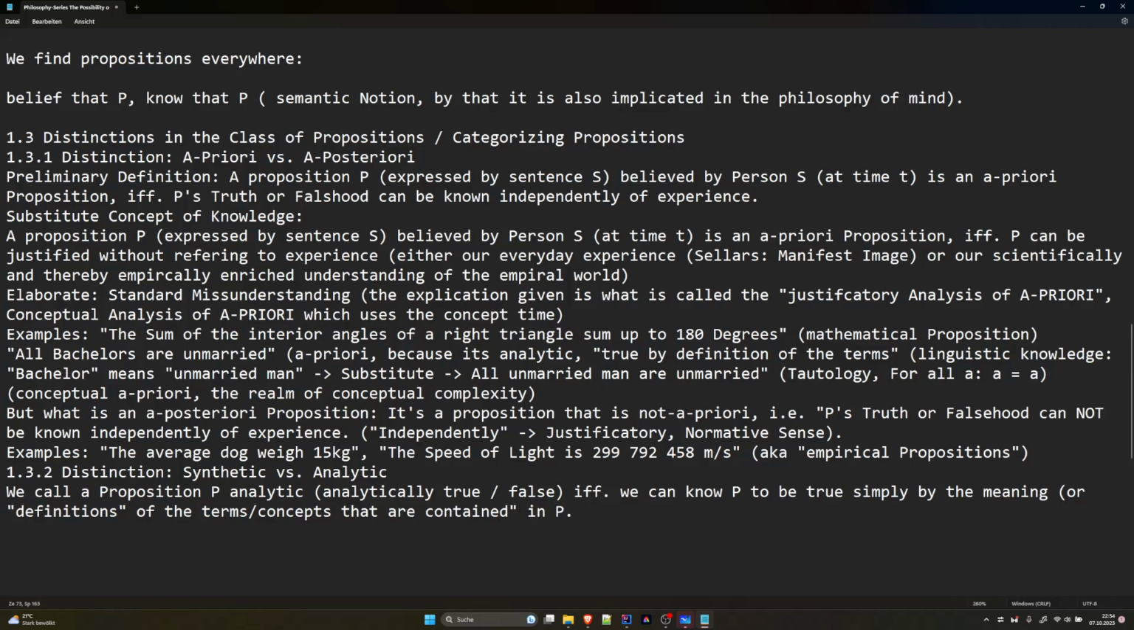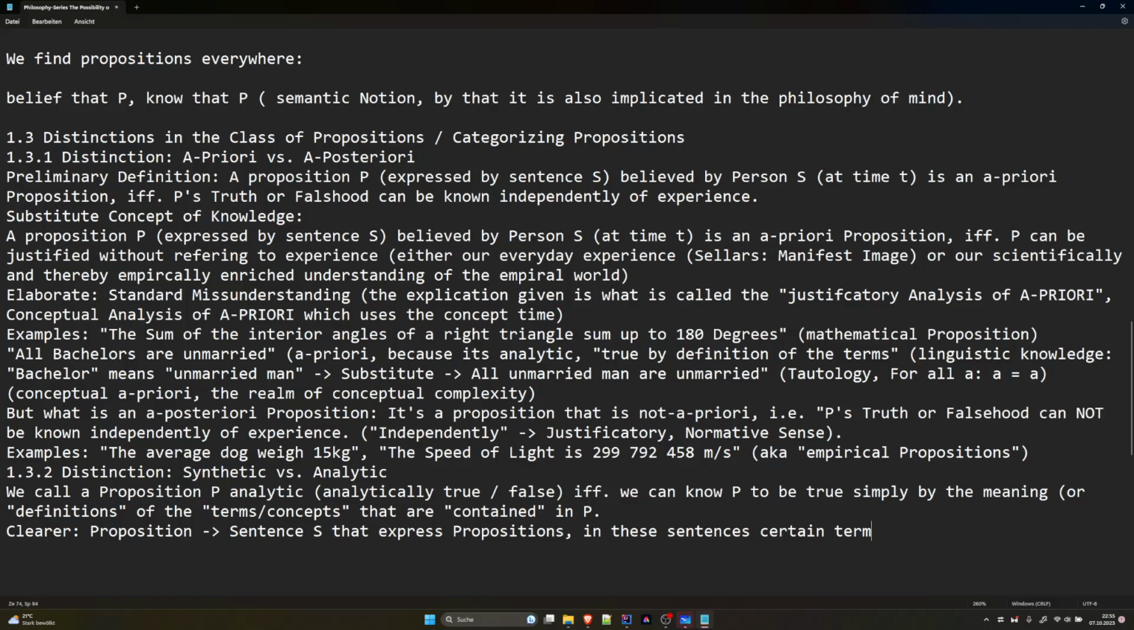What do we mean by contained? And what is this term's concept? What do we mean by these words? So we can make it a little bit clearer. We explicated the concept of what a proposition is. There we had to refer to sentences that express propositions. And in these sentences, certain terms are occurring.